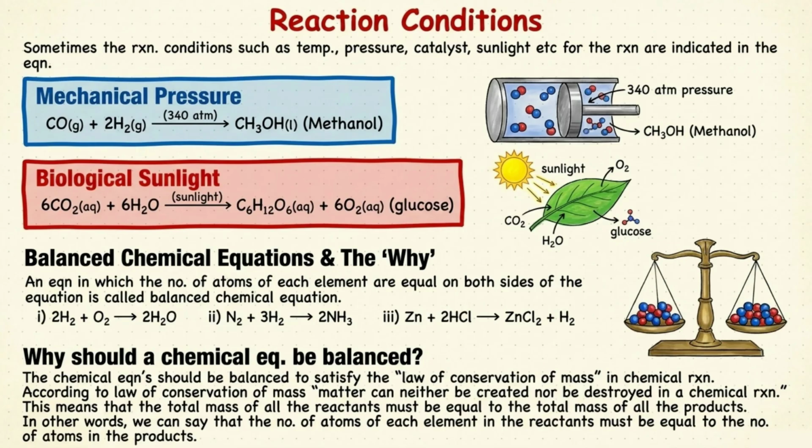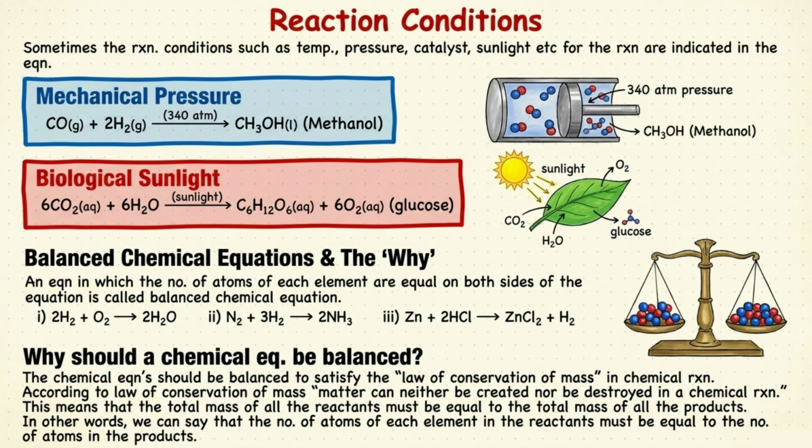But sometimes reactions need a little push to get started. They won't just happen on their own. We call these reaction conditions, and things like specific temperatures, mechanical pressure, catalysts, or sunlight are written directly above or below the yield arrow in the middle of the equation. It's like writing the recipe instructions right on the arrow.